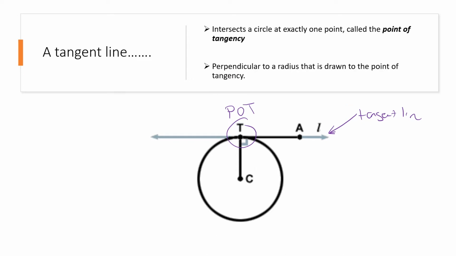And a tangent line is also perpendicular to a radius that is drawn to the point of tangency. So this is the radius right here. You can call this R. And it is perpendicular to the radius. So our tangent line is here, line L. And as you can see, we have this right angle here. I'm going to circle it in red. So a tangent line is perpendicular to the radius at the point of tangency.